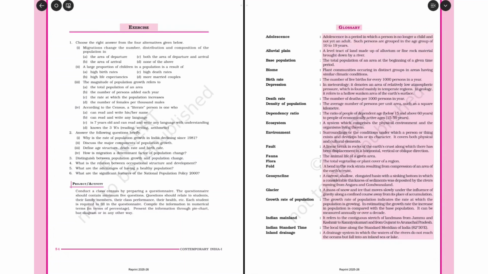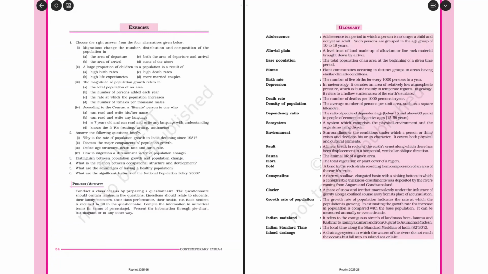On to question 1, part Roman numeral 3. 3. The magnitude of population growth refers to A. The total population of an area, B. The number of persons added each year, C. The rate at which the population increases, D. The number of females per 1,000 males. Here the authors want to ensure the reader understands the paradox we discussed about the 1981 data. The answer is B, the number of persons added each year.